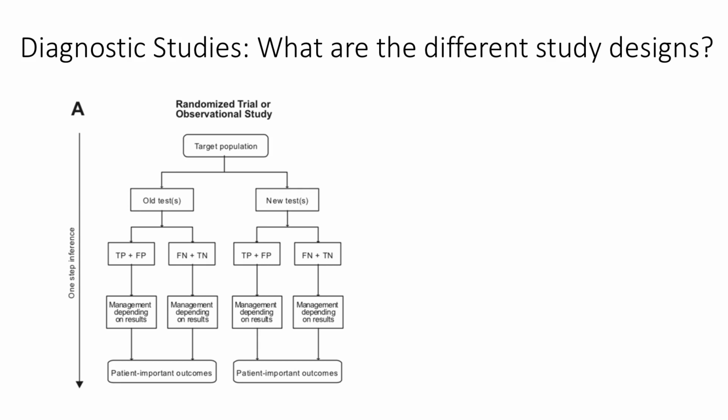An example of this is the use of natriuretic peptide to detect heart failure. Patients presenting to an emergency room with acute dyspnea were randomized either to receive the new test, that is natriuretic peptide, or no additional laboratory studies. That would be the old test arm of this diagram. As it turned out, the group that were randomized to receive the natriuretic peptide testing spent a shorter time in the hospital with no increased morbidity or mortality.